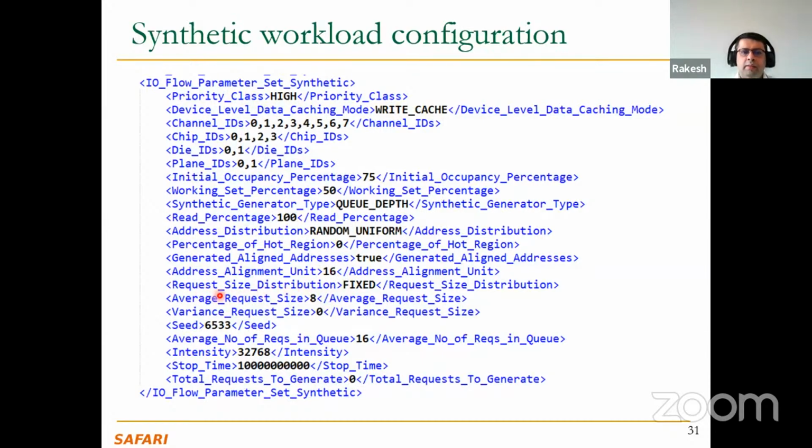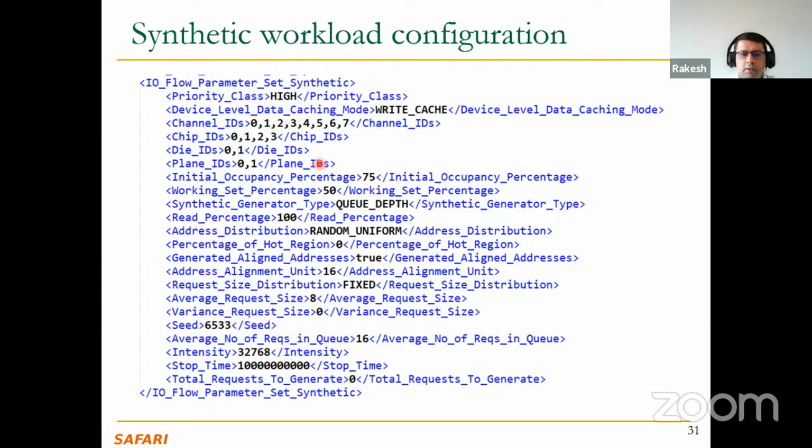And we also have the request size distribution, which means that it's a fixed distribution. And we have the average request size, which is again in terms of sectors. So the average request size is around 4K. And we also have to provide a seed, which is the seed for random number generation. And the average number of requests in queue, which is around 16. So these are some of the important parameters that we need to provide in the synthetic workload configuration file.